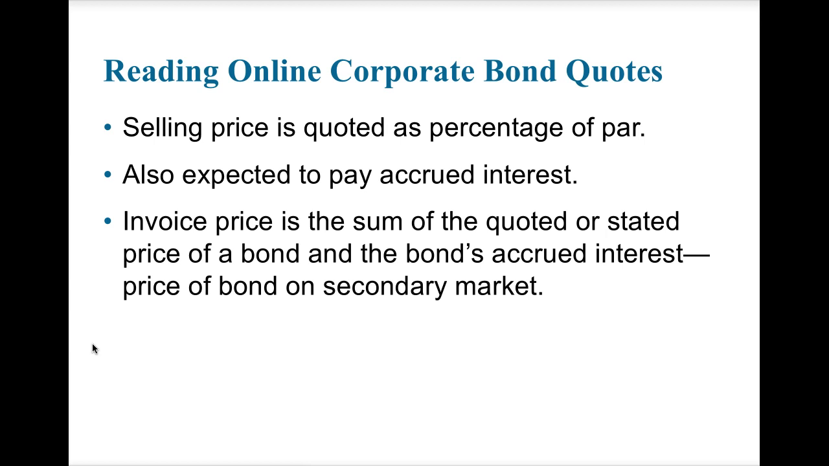So now, reading a bond quote. Bonds are quoted as a percentage of the par. So this is a little different than stock. If it's a $1,000 bond, it might be quoted at 99, 98, or 90, which means it's 90% of the par. It could be quoted at 105, 110. So a $1,000 bond quoted at 110 is $1,100, or 110% of the par value. If it's quoted at 90, the $1,000 bond is selling at 90% of the par.